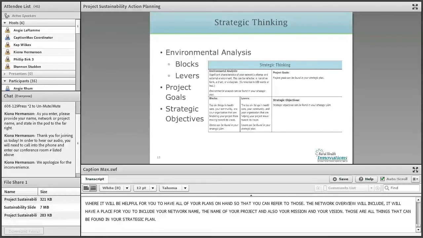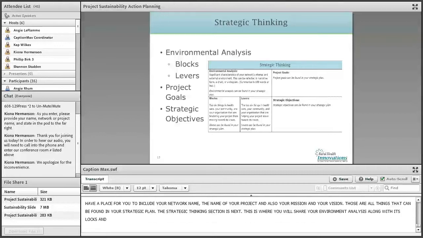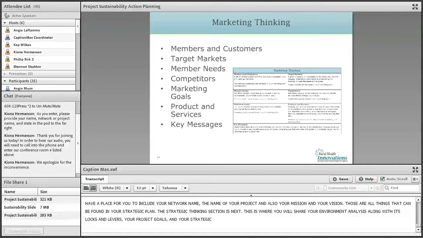The strategic thinking section is next, and this is where you will share your environment analysis along with its blocks and levers, your project goals, and your strategic objectives. And again, these elements can also be found in your strategic plans.